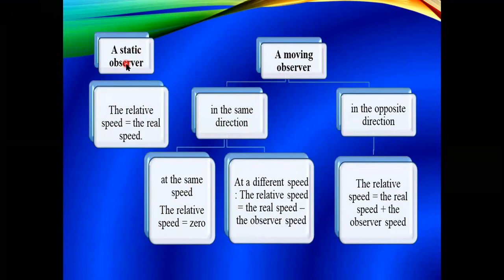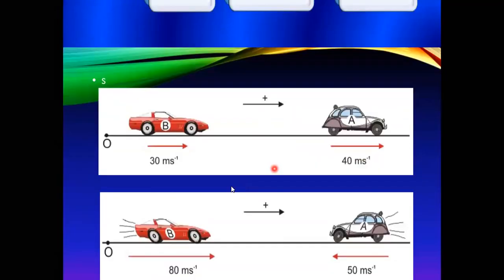Here, if the observer is static, static means it's at rest, the relative speed will be equal to the real speed. If the observer is moving in the same direction at the same speed, the relative speed equals zero. At a different speed, it's real speed minus observer speed. But if it is in the opposite direction, the relative speed will be the real speed plus the observer speed. Let's go to examples.